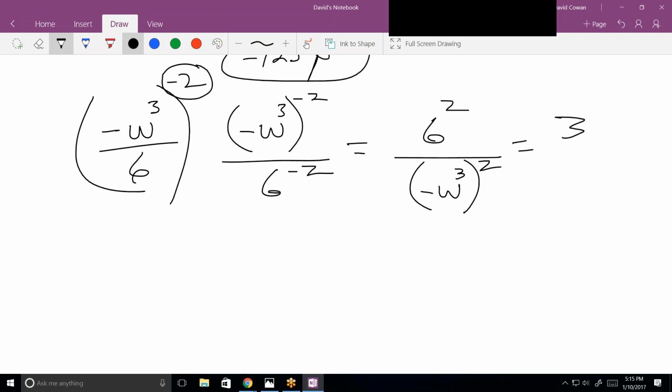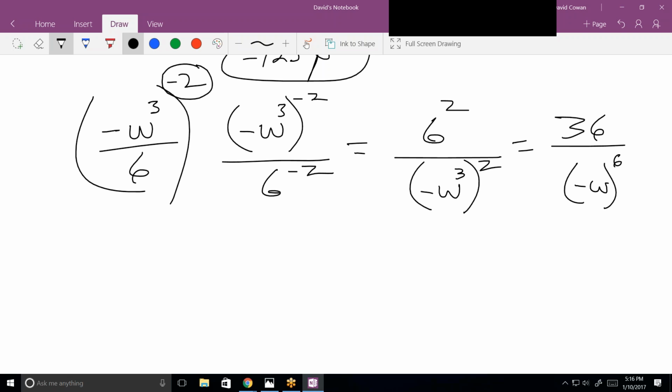36 over negative w squared, with the negative w cubed to the power of 2. Or, combine those. Doing double exponentiation, what do you do with the exponent? Oh, it becomes a positive. So it's 36 over negative w to the power of 6.